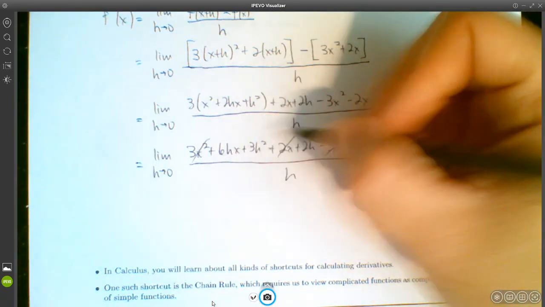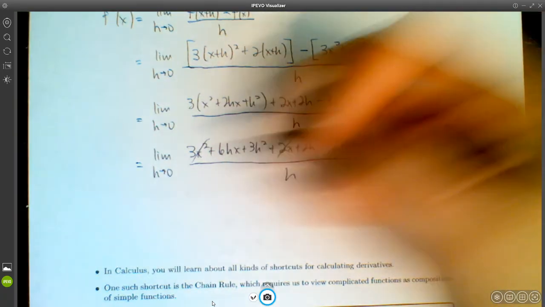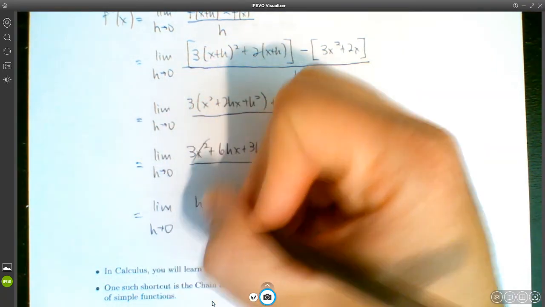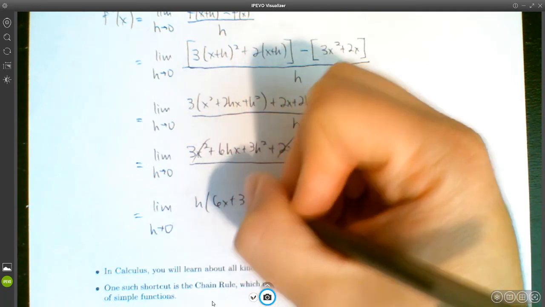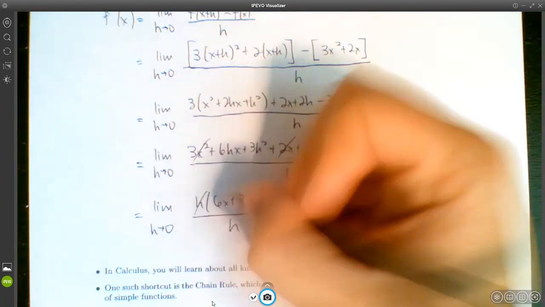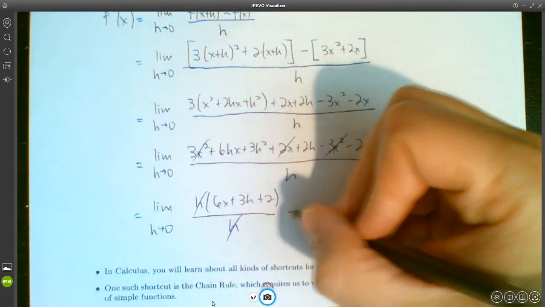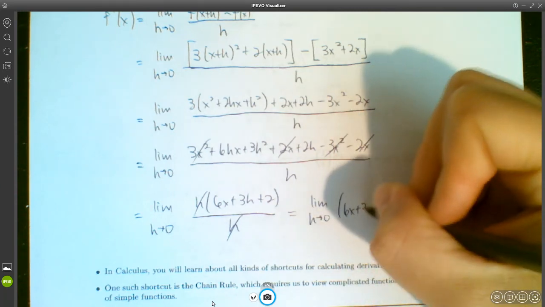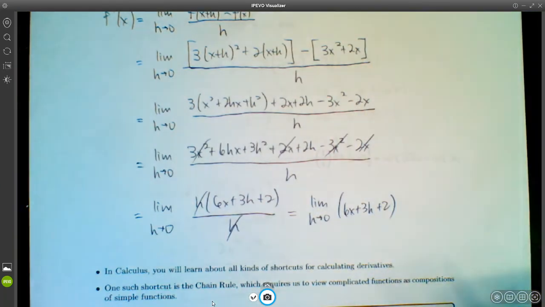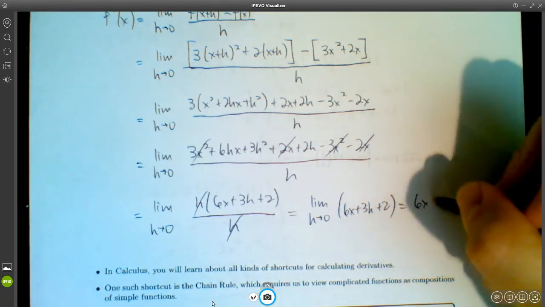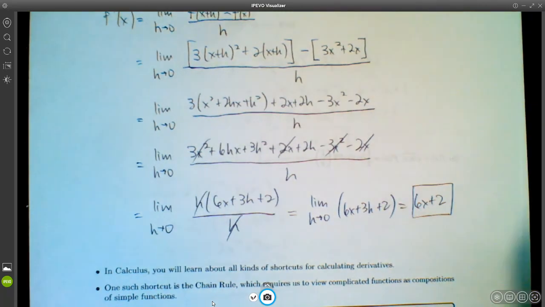The 3 terms we have left over all have an h in them, so I'm going to factor out that h. That allows me to cancel the h in the denominator, which is what I wanted to do, right? Now I can go ahead and plug in 0 for h, and I'm just going to get 6x plus 2. There's the derivative.